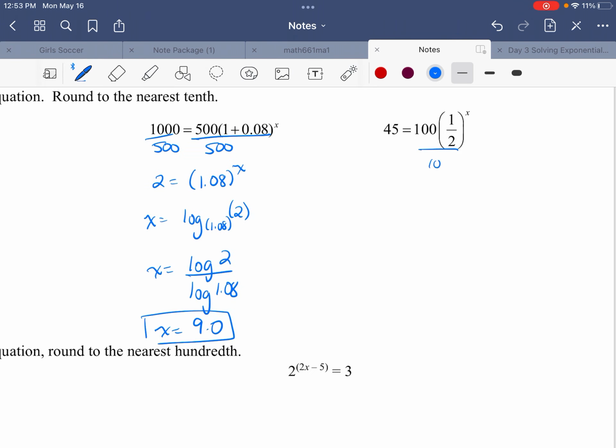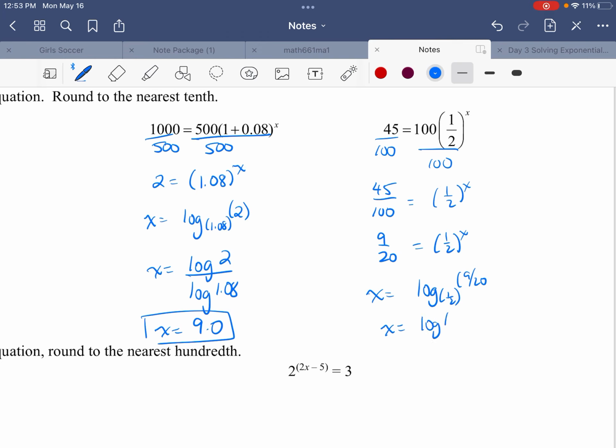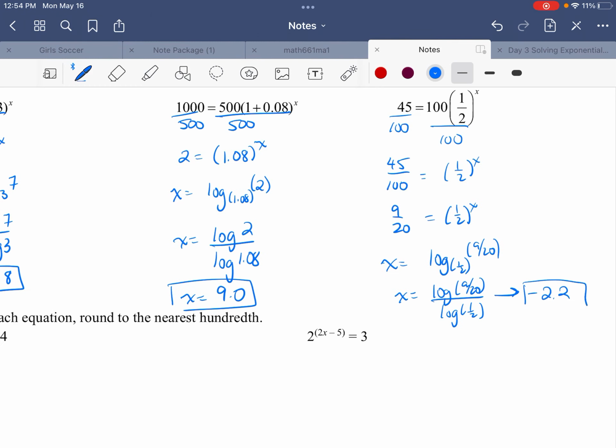One more, you can divide by 100 on either side, and we'll get 45 over 100, which will reduce. Okay, 45 over 100 reduces to 9/20ths. And then you can change it to log. So log base 1/2 of 9/20ths is equal to log of 9/20ths divided by log of 1/2, which equals negative 2.2. That's a rounded value.